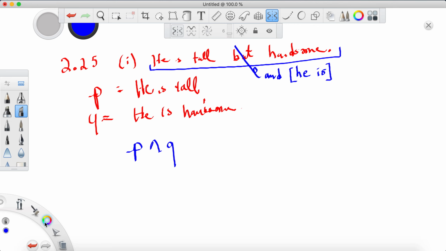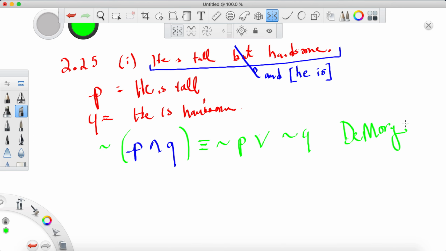But keep in mind, the original assignment was to take the negation of it, right? So what is this equal to? Well, it's equal to not P or not Q. And what's the justification for this? This is the De Morgan law. So De Morgan.